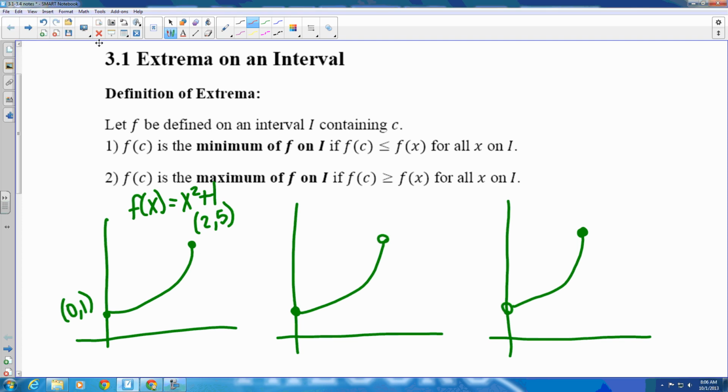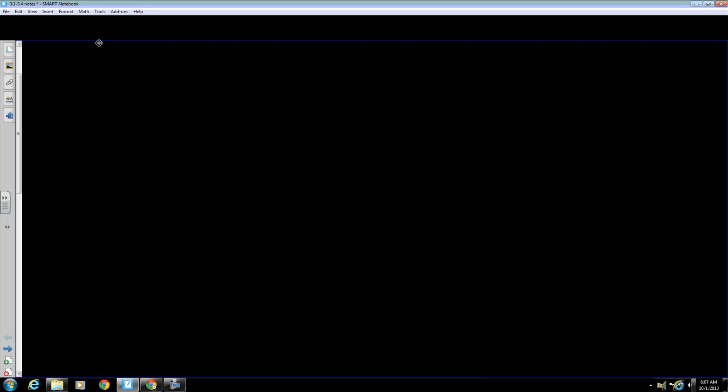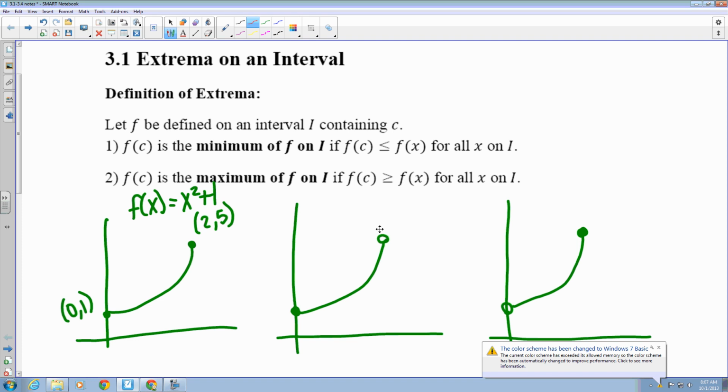Okay, we are starting chapter 3, starting with extrema on an interval. So extrema is either the minimum or the maximum, and we're talking about just intervals today. And obviously the minimum is when everything else in the whole rest of the function is bigger than that point, and the maximum is where everything else is smaller than that point on your interval.